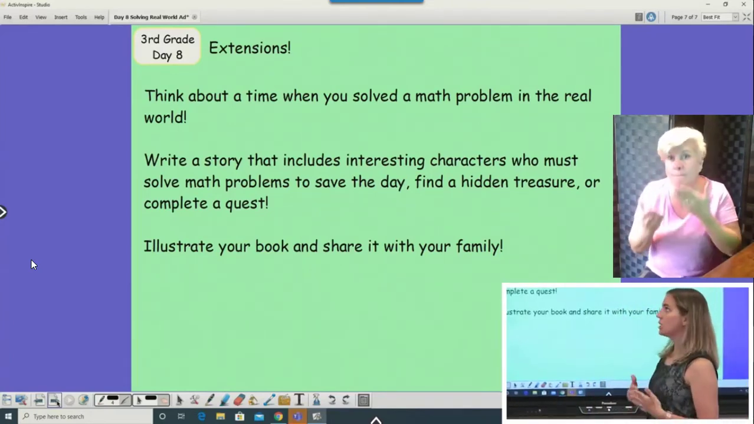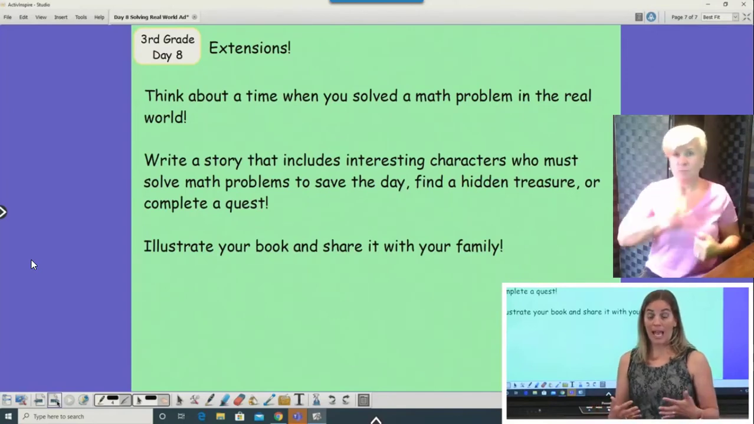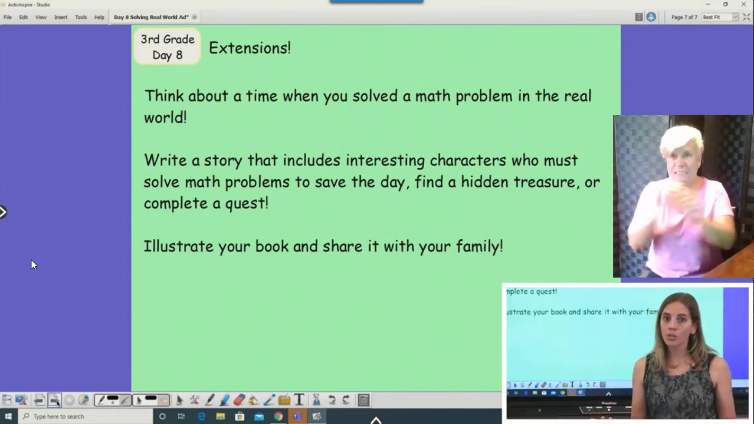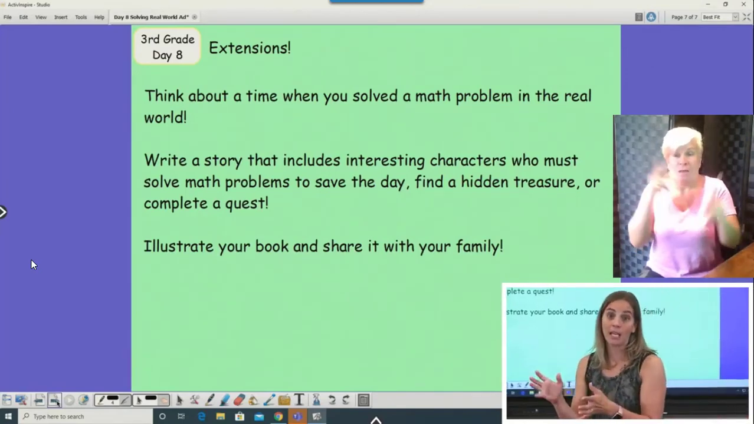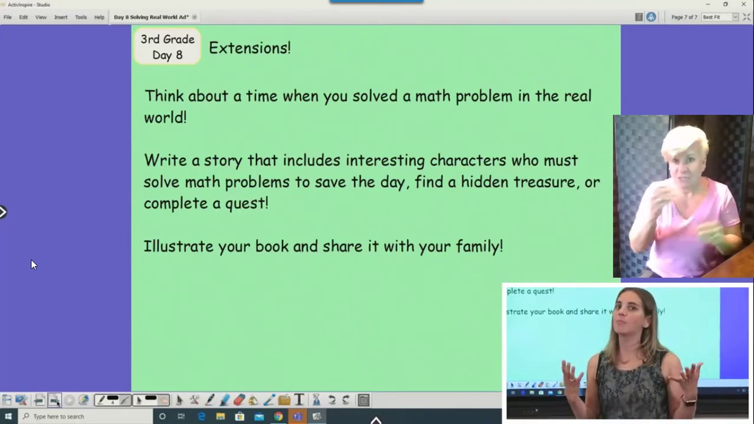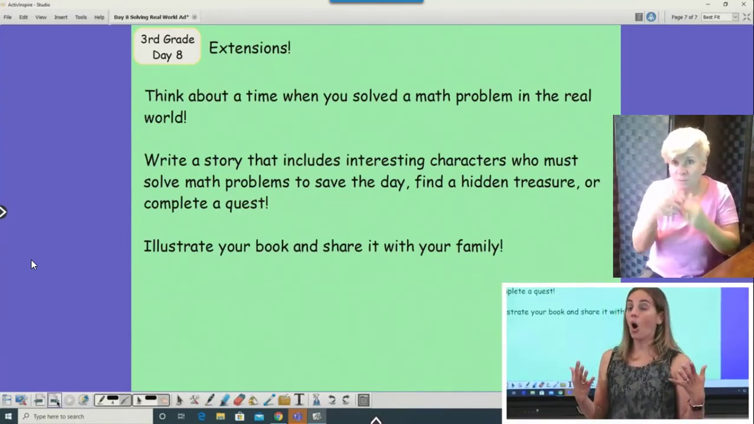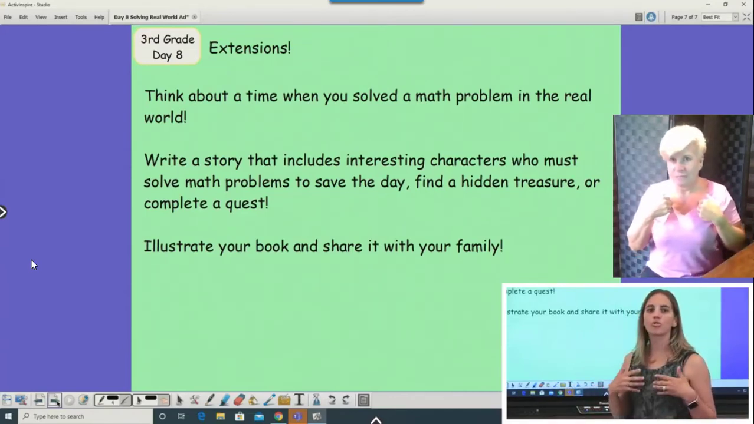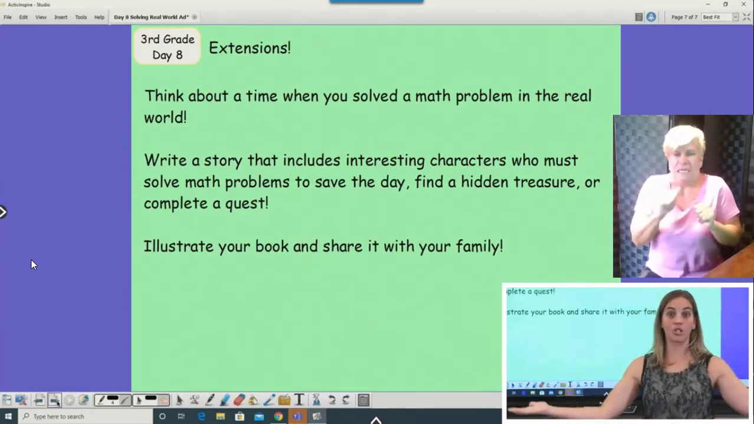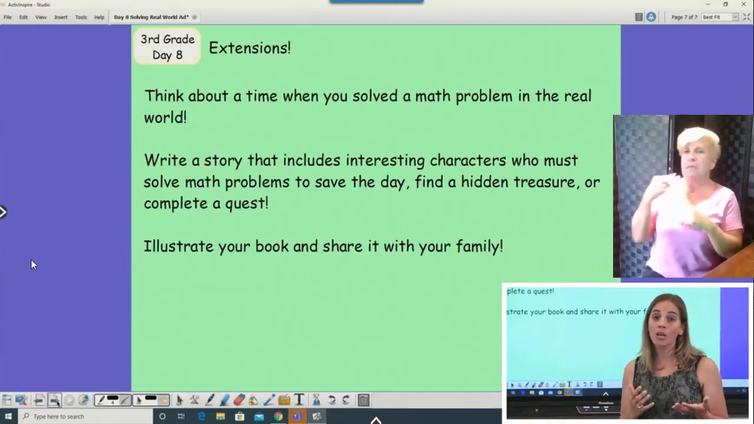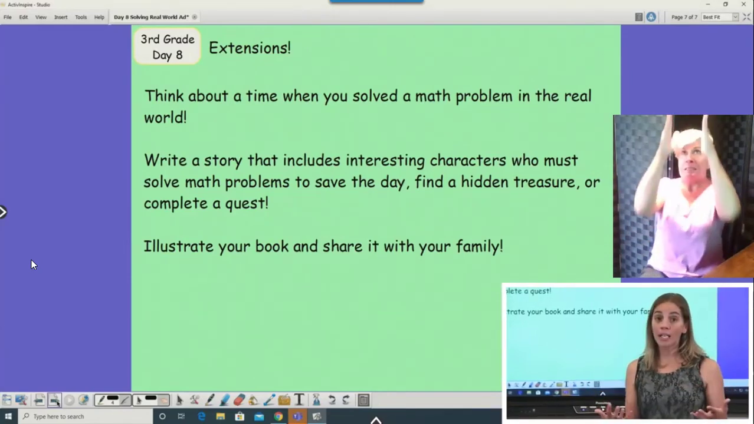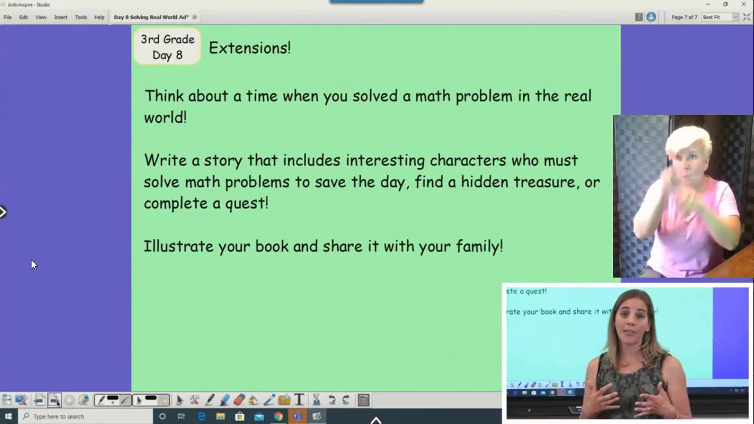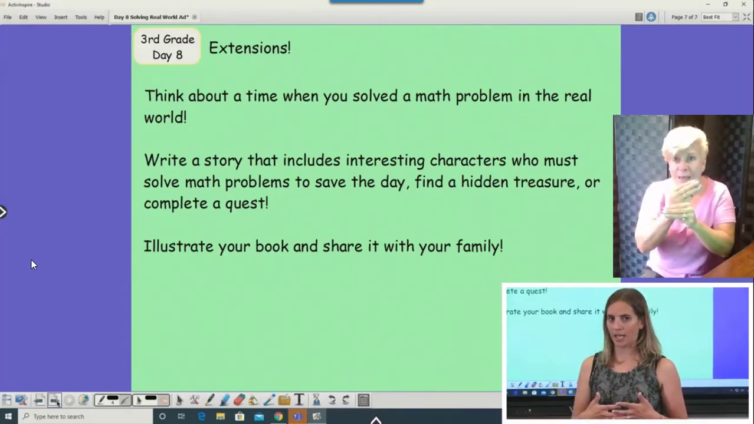Or maybe you have a superhero, and he's trying to save the world from the evil Math Man, and he has to solve all of these problems to find Math Man's hideout. Or maybe you have a knight in shining armor who's trying to save the princess, and she's trapped behind bars in a tower, and there's a dragon guarding her, and you have to use math to get past the dragon.